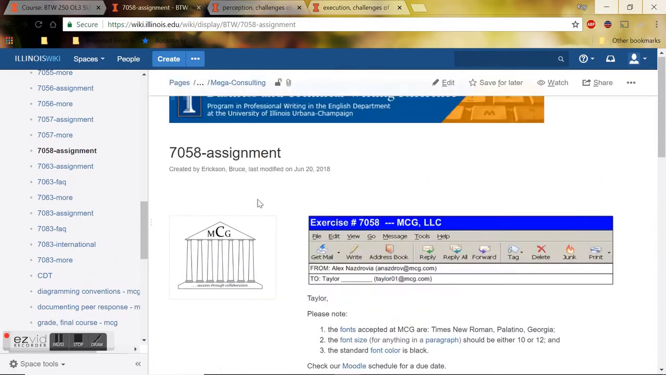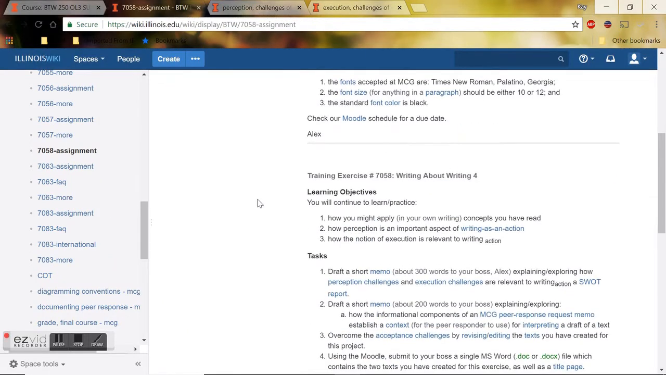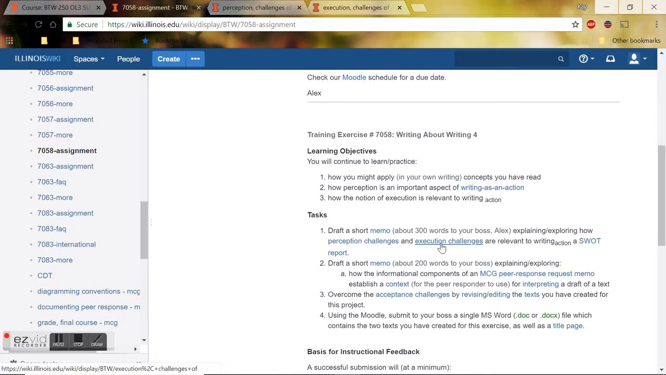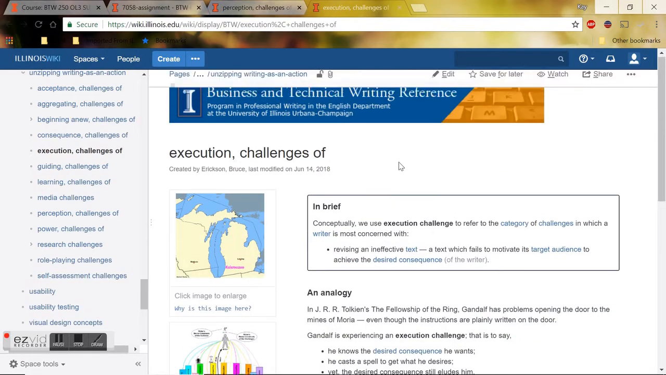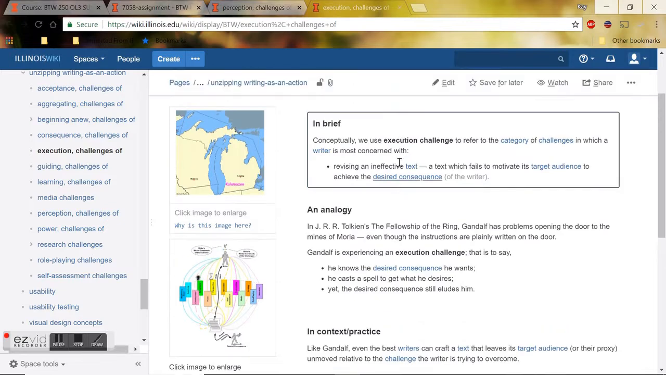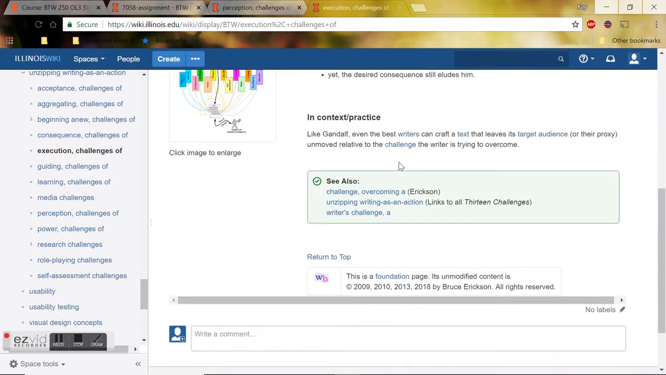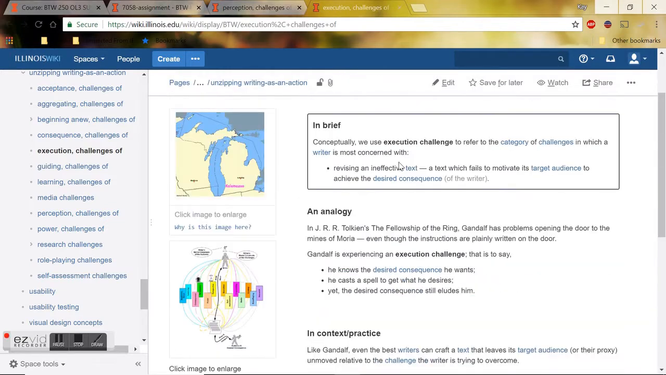You also have to cover the challenge of execution in this memo. So to get to this page, you can just click, so this is our assignment prompt, and under task 1, click on the execution challenge, and this page in the wiki will pop up.